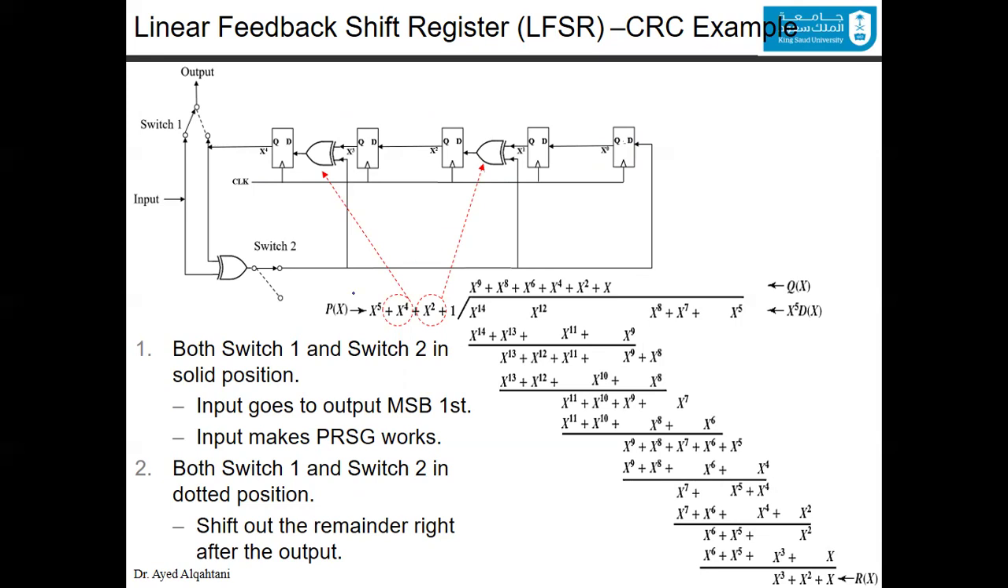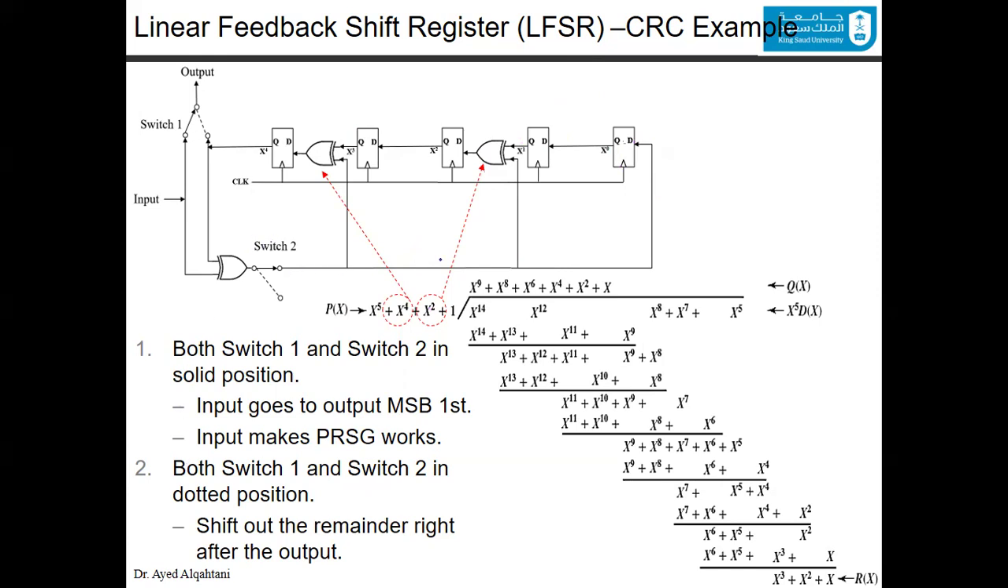To do the CRC, we have another exclusive OR here, and you have the inputs and the outputs. The idea here is at the beginning, both switches, this switch and this switch, will be in the solid positions. The input will go to the output directly, and at the same time, it will go through this linear feedback shift register to calculate the CRC. Now, this behavior here is the same as the pseudo-random sequence generation that we just explained.